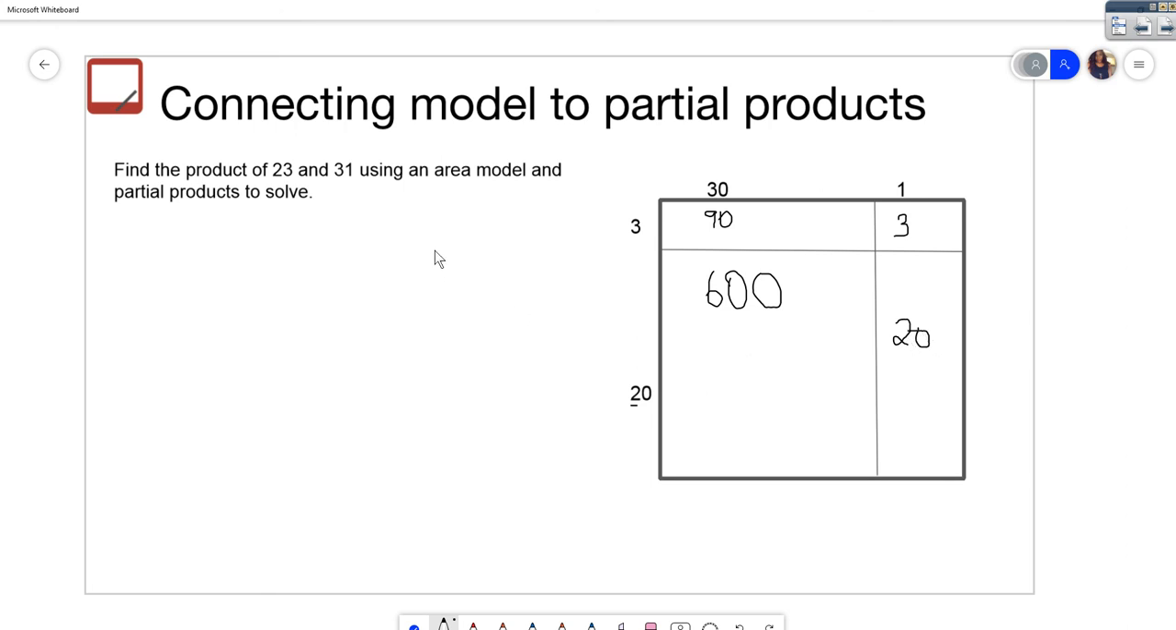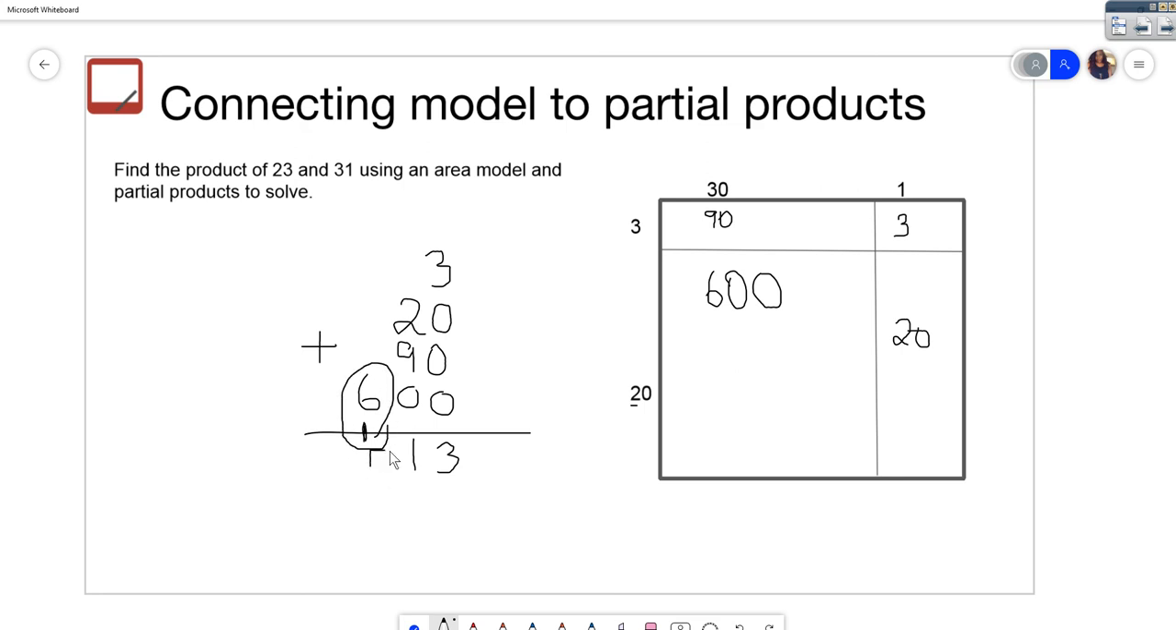Now let's add them up together with the smallest units at top. 3, then 20, plus 90, plus 600. 3 plus 0 plus 0 plus 0 is 3. 9 plus 2, 9, 10, 11. So 1 here and our new hundreds below. I love to circle it so I don't forget those units. And 600 plus 1 more 100 is 700. So the answer is 713.